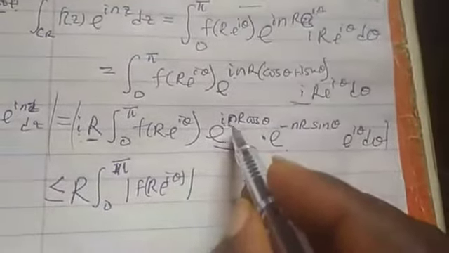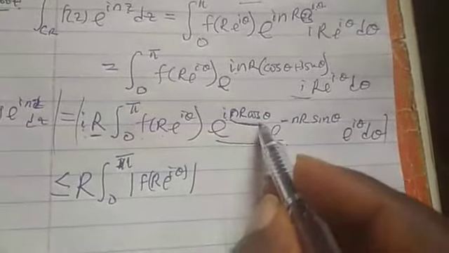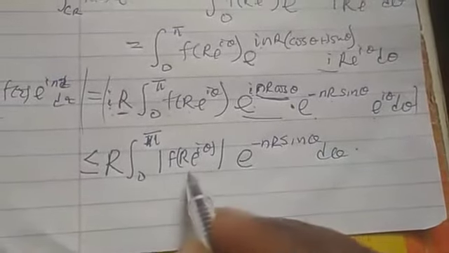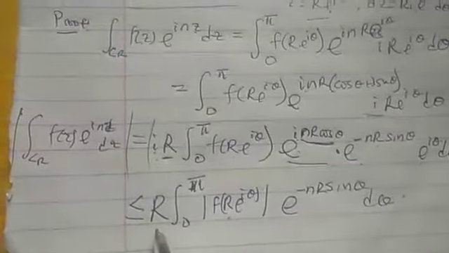Exponential i, the rest of this, let's say it is a variable, so it will go because of the absolute value. This one too will go. The exponential of i times the rest will go because of the absolute value. So what we are going to have left is just e^{-nr sin θ} dθ. The rest will leave. But don't forget that the absolute value of f(z) is given here.